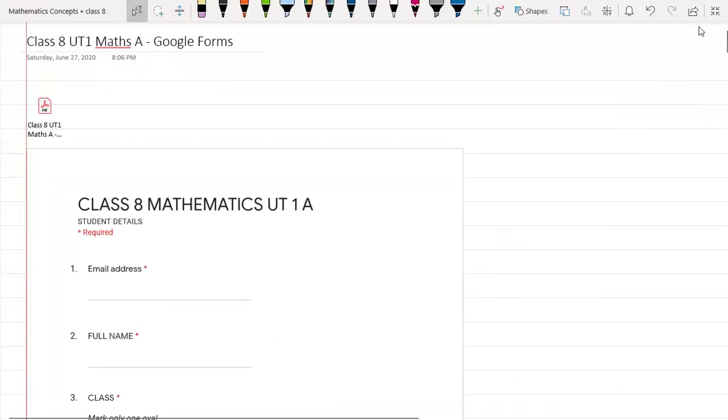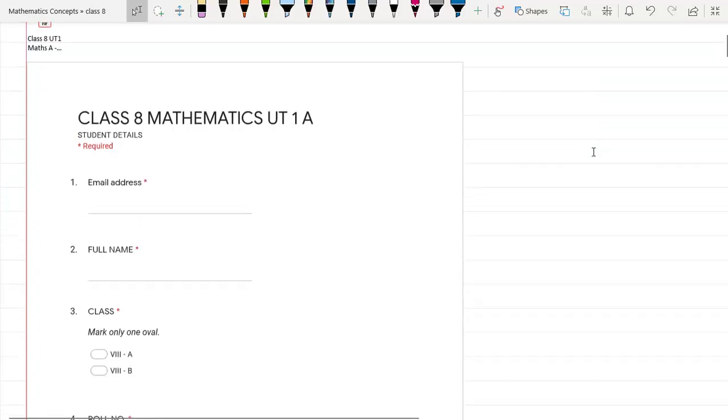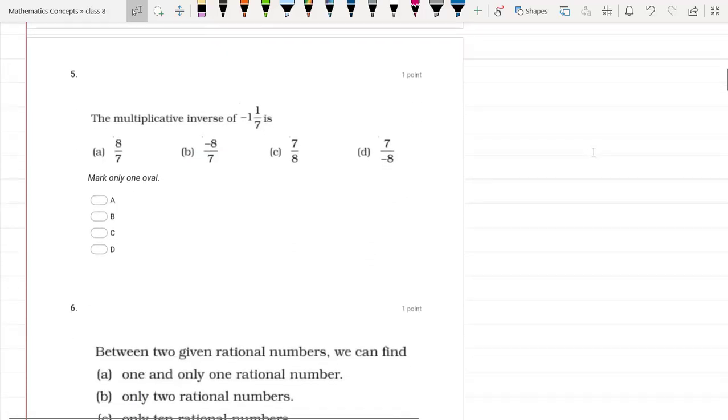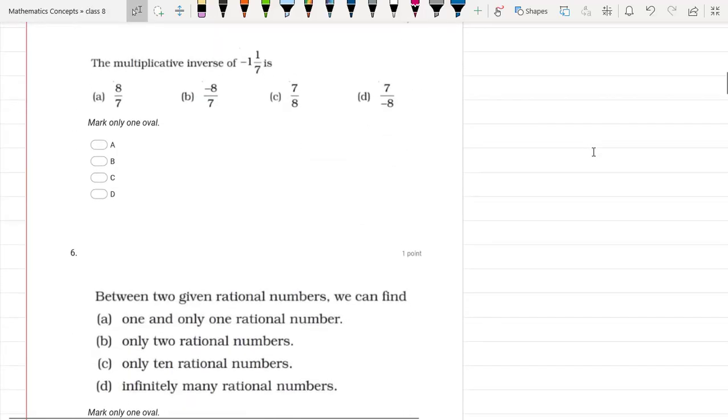Good evening everyone. Let's discuss the paper and some questions asked in class 8th. Question 1. The multiplicative inverse of minus 1 upon 7.